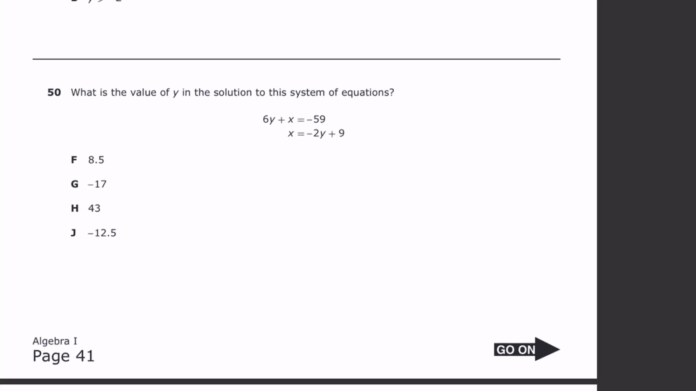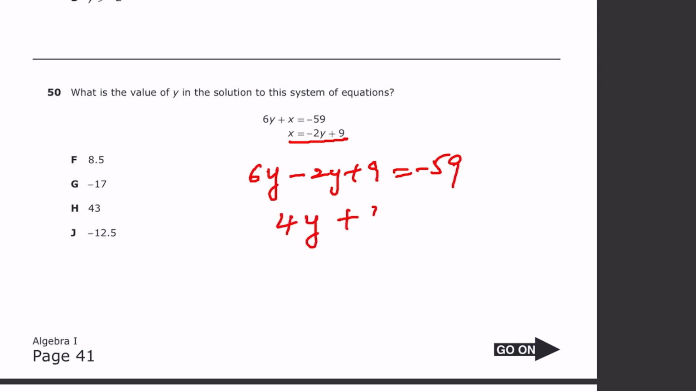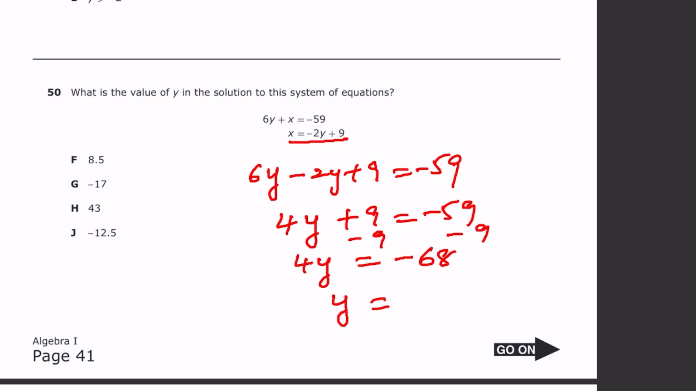Then going into the 50th one, what is the value of y in the solution to the system of equations? This is the substitution method. We are going to substitute x equal to minus 2y plus 9 in this equation. So 6y minus 2y plus 9 is equal to minus 59. So 4y plus 9 is equal to minus 59. Taking minus 9 on both sides, 4y is equal to minus 68, so y is equal to minus 68 by 4. 4 ones are 4 and 4 sevens are 28, so minus 17 is the answer.